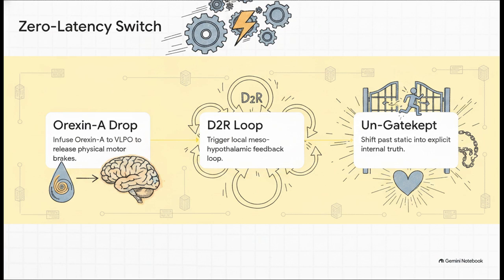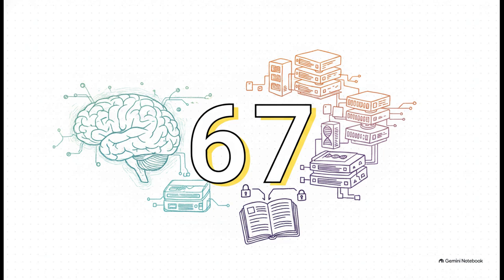This triggers a D2R-dependent mesohypothalamic feedback loop. What does that mean in plain English? D2R involves dopamine receptors, meaning your brain releases its physical motor brakes and finally validates its own internal truth. It's the ultimate scientific cure to hyperarousal. You can actually process your deep desires without needing the other person to be physically present right there in that very second.